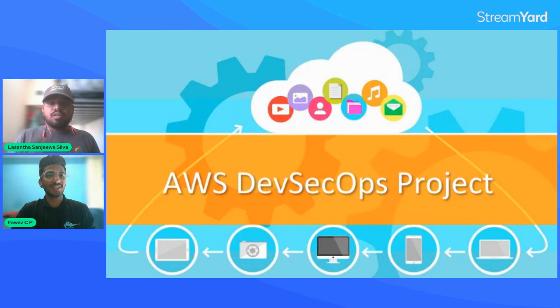Hi all, today we are going to demonstrate how to set up a DevSecOps pipeline in AWS. It is a very cool project. We use AWS DevOps related services and a third-party DevSecOps service, Snyk.